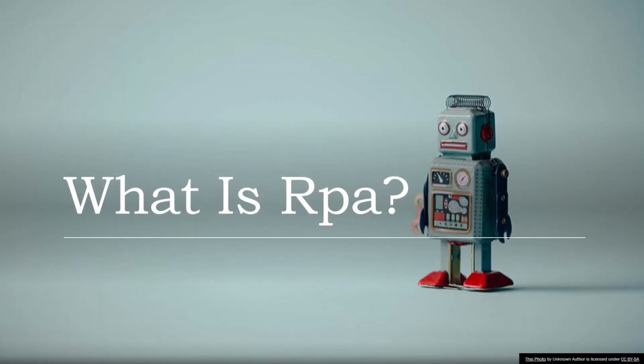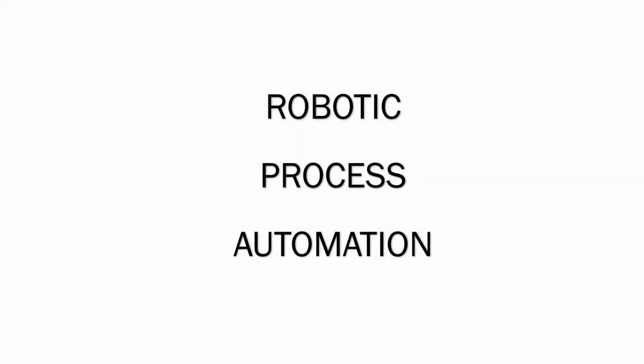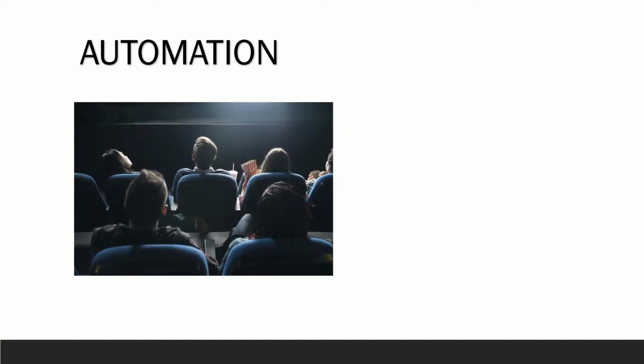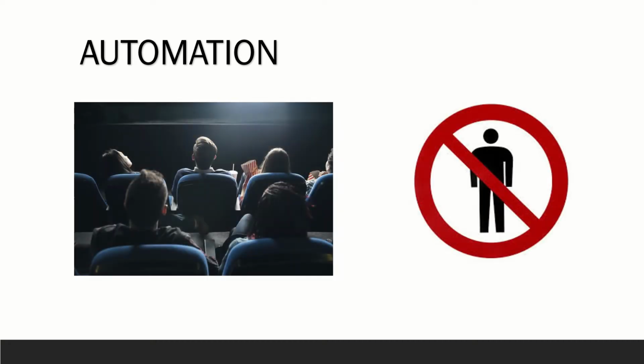So, what is RPA? RPA is a short form of 3 big words: robotic, process, and automation. When we know the meaning of these 3 terms, we'll be able to define what RPA is. The first term, robotic, means the use of robots to perform a human task. Process means the sequence of steps which is followed to get the desired result. Automation means to perform and complete the task without any human intervention.